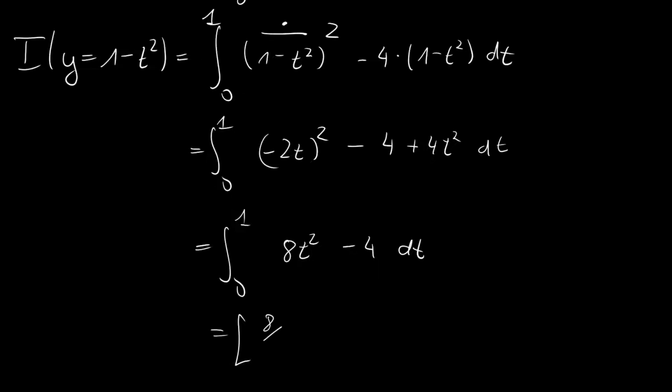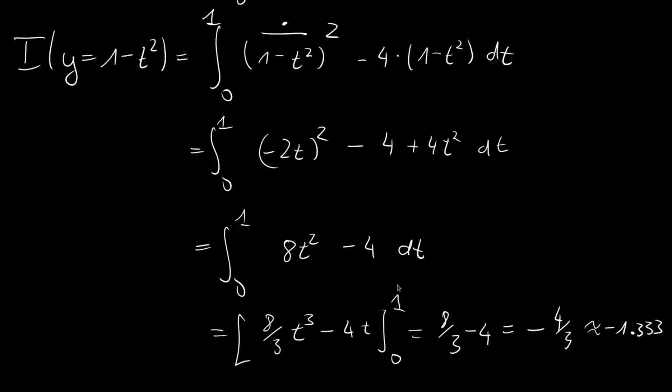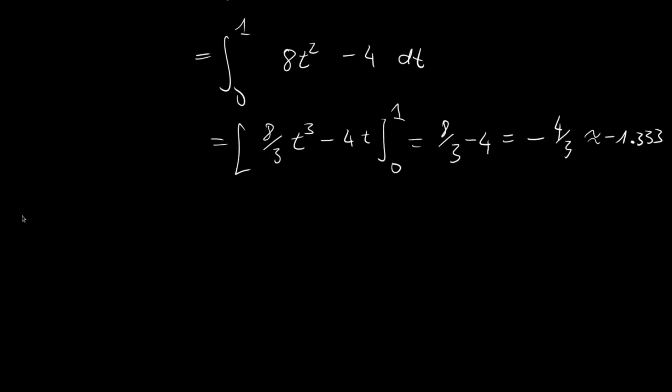Then let's take the antiderivative. In this case, it would be 8 over 3 t to the power of 3 minus 4t, evaluated from 0 to 1. Ignore the lower bound at 0, so it will be 0. And we plug in 1, so we get 8 over 3 minus 4. And in this case, we will get minus 4 over 3. And this is approximately minus 1.333. And then let's go on. Let's plug in another solution. This is also a possible proposal. You do 1 minus t to the power of 3.